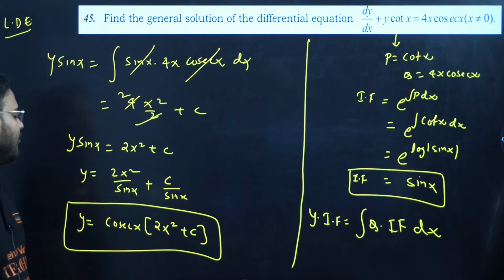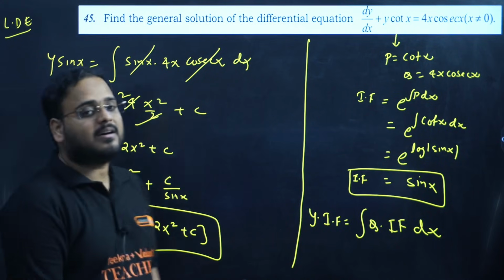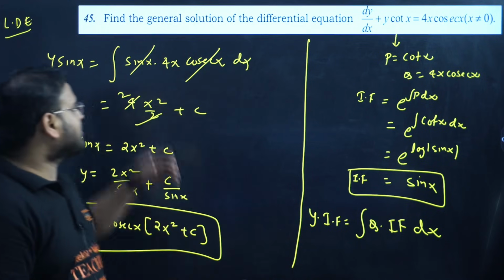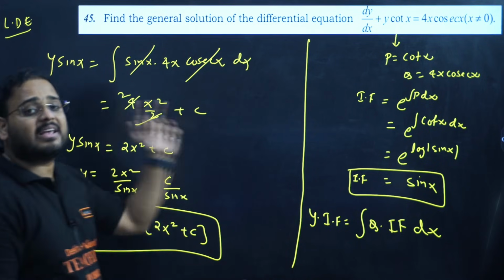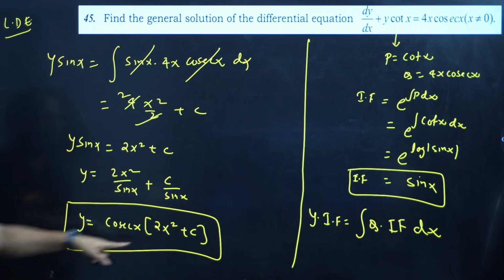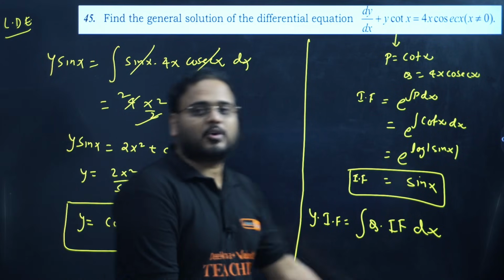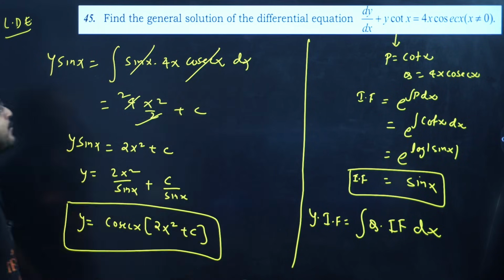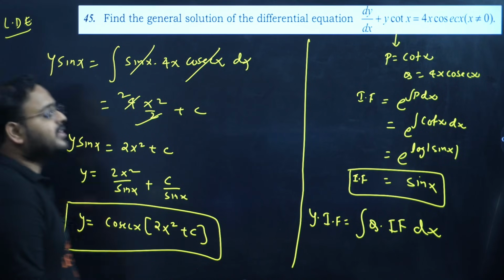Cosec x times 2x square plus c is the general solution. They have not asked us to find the particular. They should have given x and y value to get the value of c. In this case, they have not given that. So this is the general solution. Question number 45 done. So this is the end of your section D, the 5 marker.